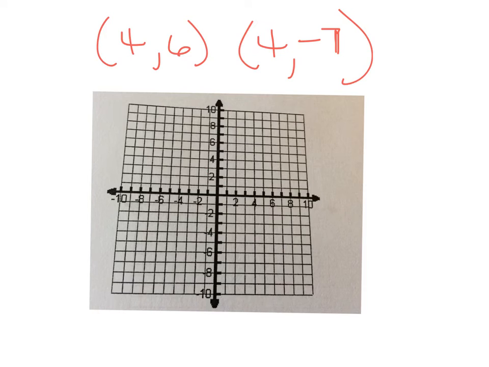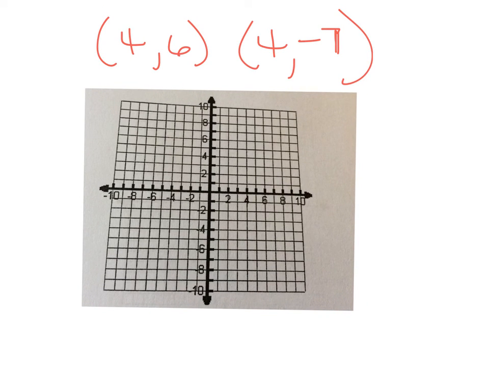Okay, here's my next problem. So I want to find the distance between (4, 6) and (4, -7). So of course I'm going to plot them first. So if I go 4 right from the origin and I go 6 up, whoops, helps to have a marker here, sorry about that. Okay, so 4 right, 6 up, it's going to be right here. And then for (4, -7), I'm going to go 4 right, and I'm going to go 7 down. So here's my other point.